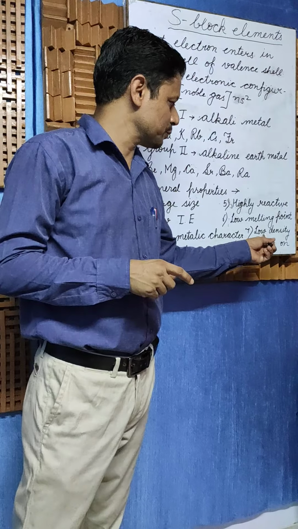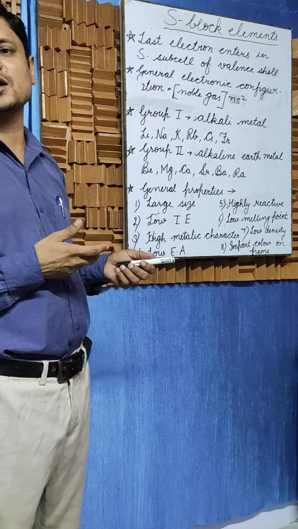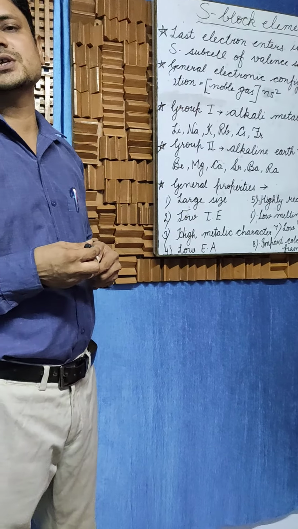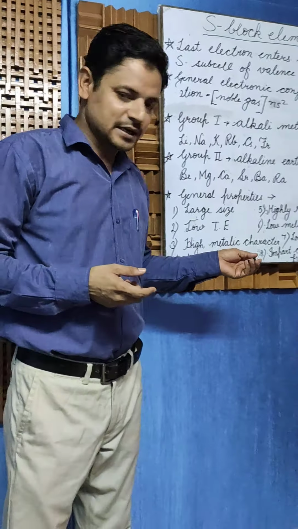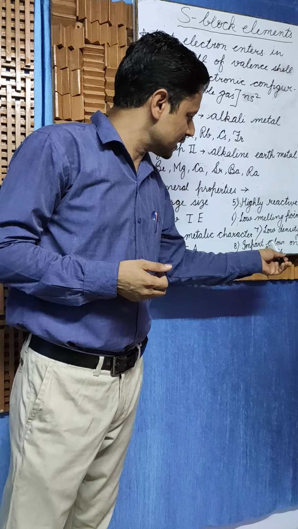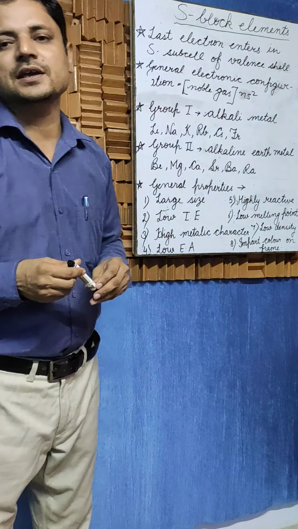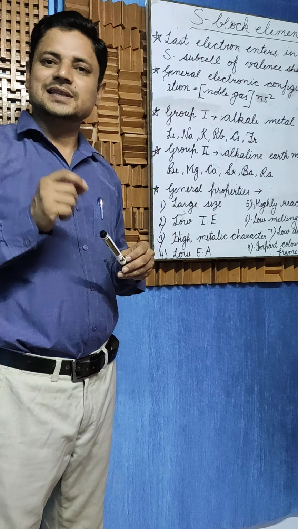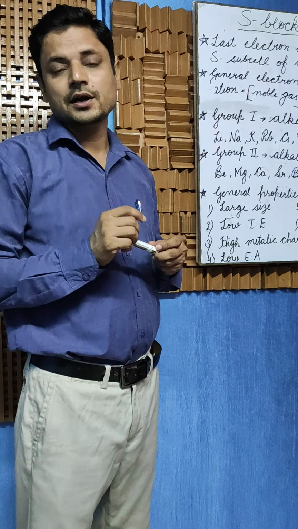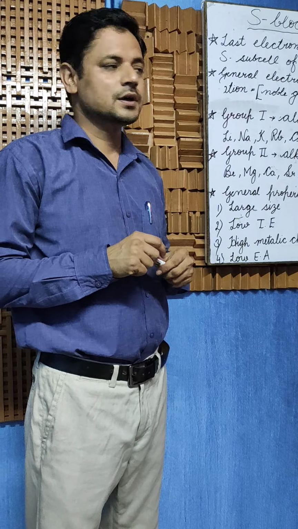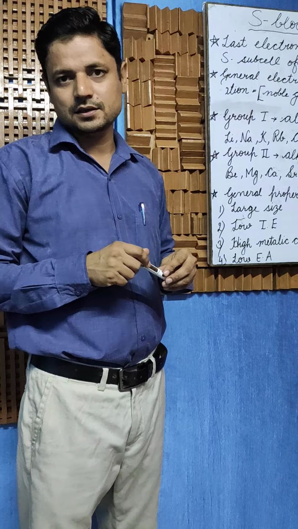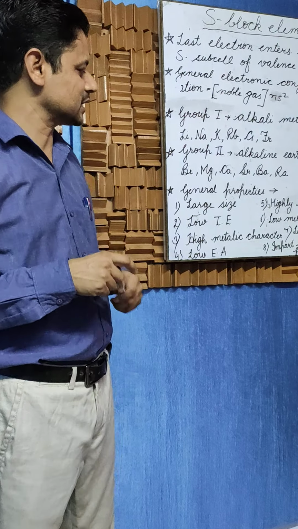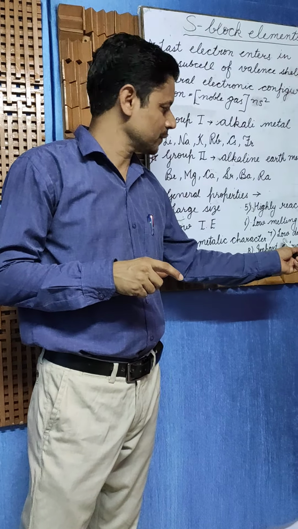Once again, the seventh property is low density. As we have earlier discussed, because of large size, they have low density, because density is inversely proportional to size. Next is imparting color to flame. When we heat these alkali metals in the presence of a flame, that flame gives a characteristic color depending upon the nature of the alkali or alkaline earth metal. We can detect the presence of alkali and alkaline earth metals by observing the color of this flame.